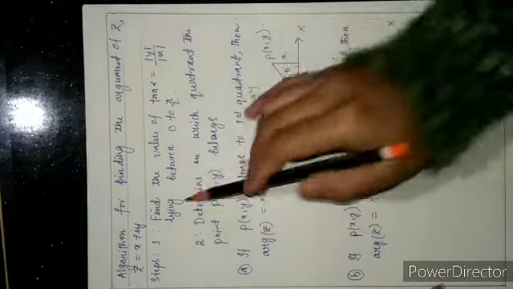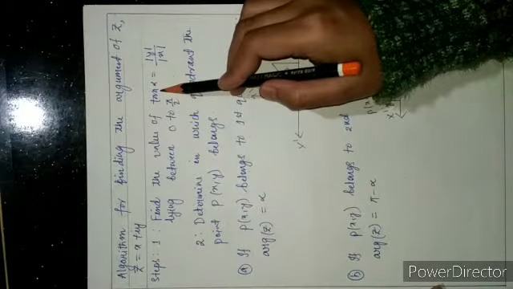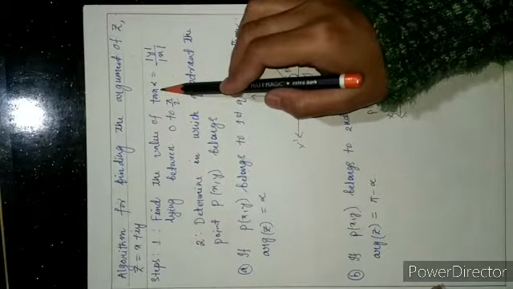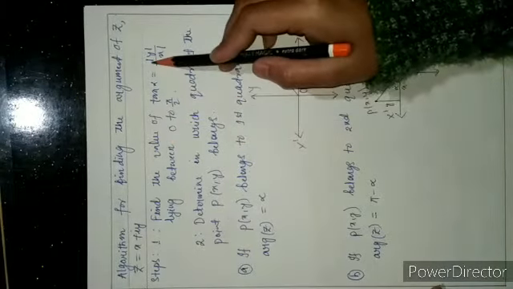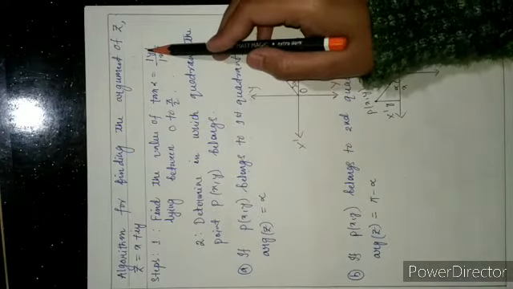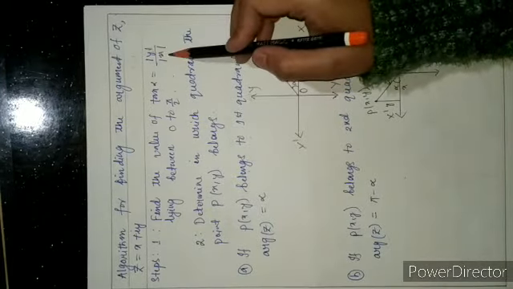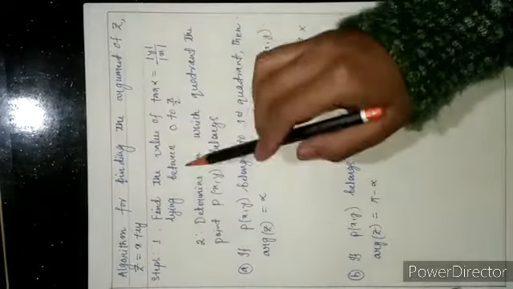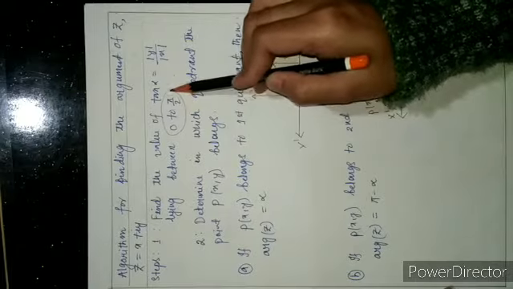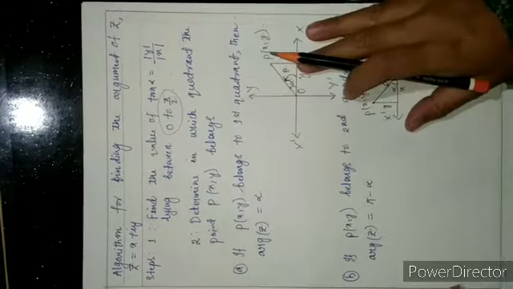Step number 1. Find the value of tan alpha. Tan alpha is given by modulus of y divided by modulus of x, where y is the imaginary part and x is the real part, with alpha lying between 0 to pi by 2.